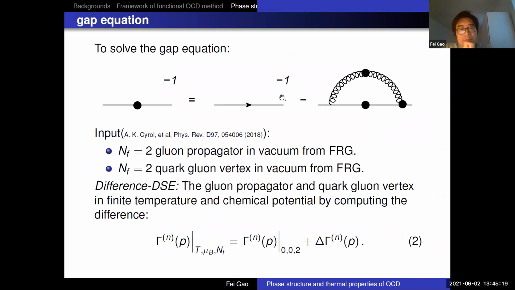So here the new scheme is, as I said, we use the FRG data in vacuum for the gluon propagator and quark-gluon vertex. So this is what we have. And then for the finite temperature and chemical potential, we compute the difference Dyson-Schwinger equations. For the quark propagator equation, we fully solve this. But for the gluon propagator DSE and also the vertex DSE, we only compute the difference between the temperature and chemical potential and the vacuum. So the higher order correction is only the temperature and chemical potential correction. So this makes this truncation converge quickly.